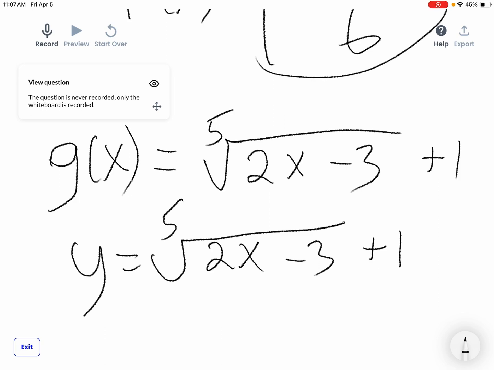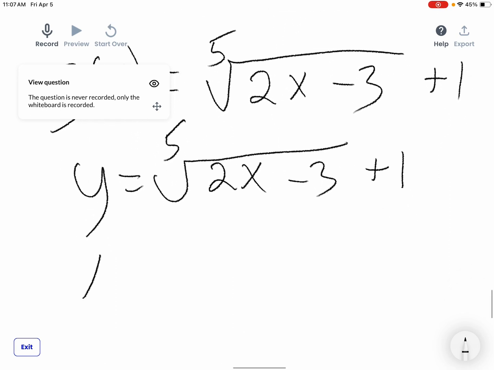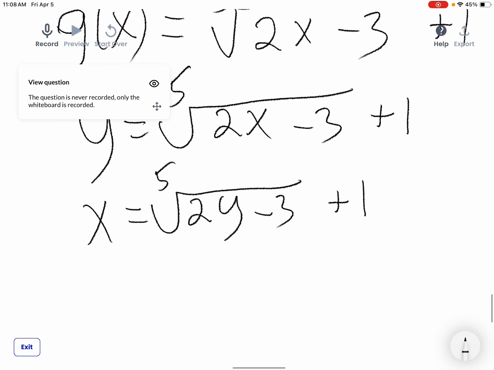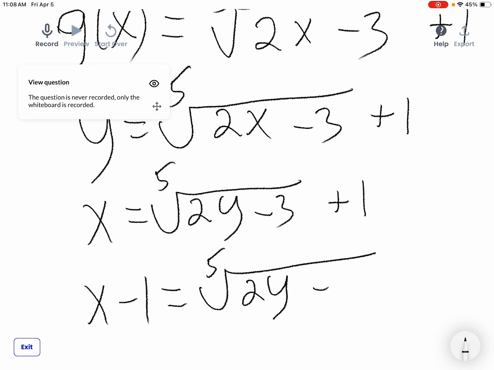Then just interchange your x and y and then solve for y. So write x is equal to the fifth root of 2y minus 3 plus 1. Now, solving this for y, once we have the fifth root of something, we can take the fifth power to kill off the fifth root. But since we have a plus 1, we can go ahead first and subtract 1 from both sides. So that's going to give us x minus 1 is equal to the fifth root of 2y minus 3.